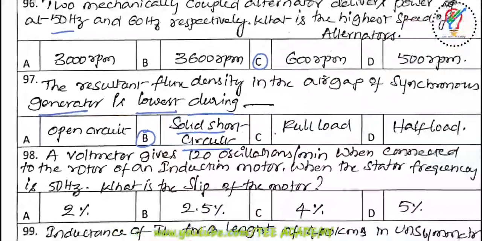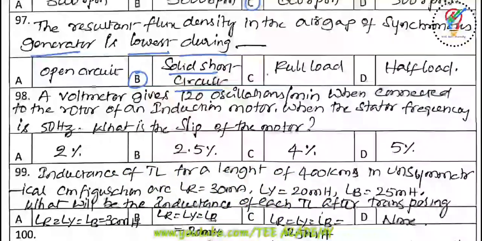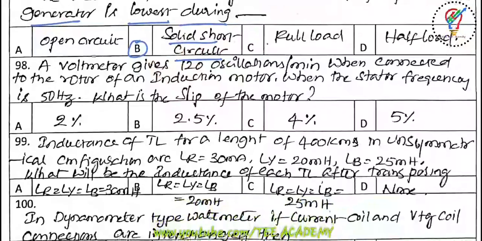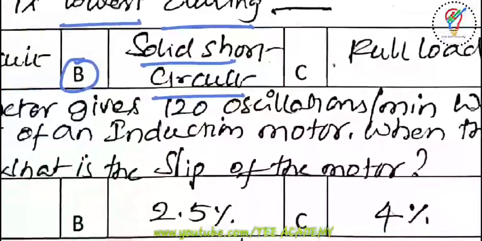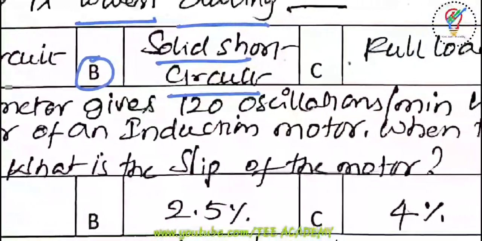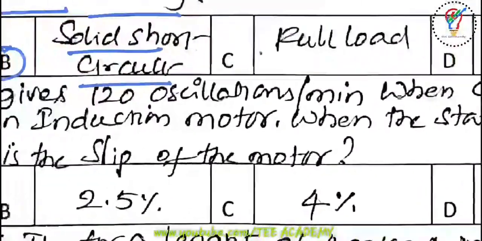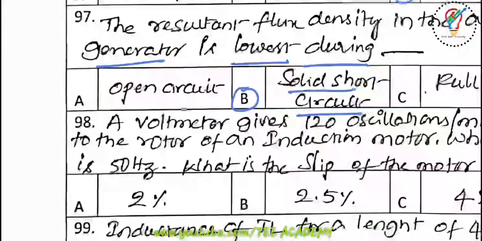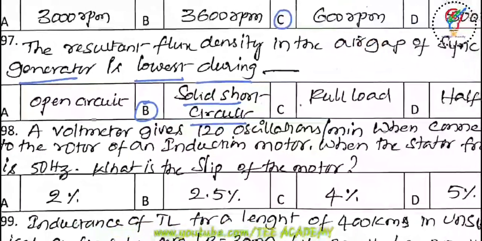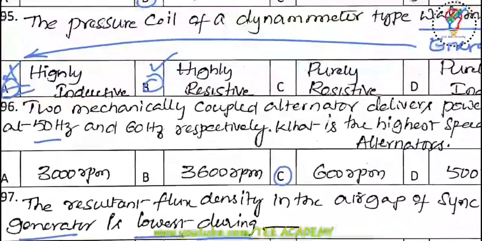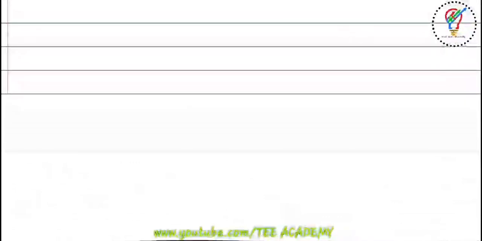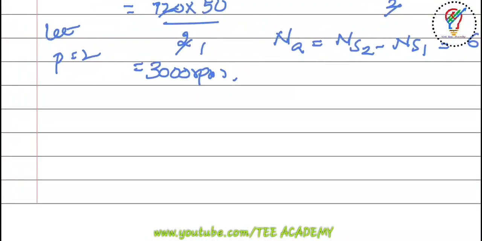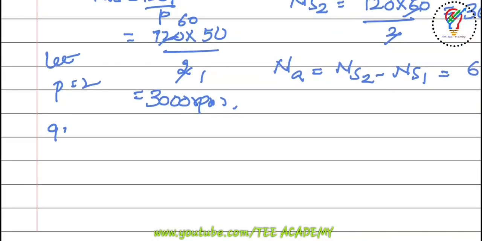On the 98th question, a voltmeter gives 120 oscillations per minute when connected to the rotor of an induction motor. When the stator frequency is 50 Hz, what is the slip? Okay, I'll repeat the question. A voltmeter gives 120 oscillations per minute when connected to the rotor of an induction motor. When the stator frequency is 50 Hz, what is the slip frequency? So let me take question number 98 here.